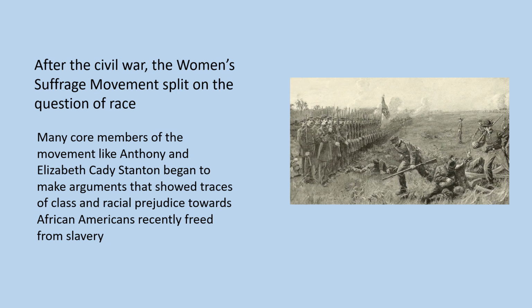It's at this time that Anthony and Stanton begin to make arguments that showed certain traces of class and racial prejudice towards African Americans recently freed from slavery. The general tenor of these arguments was, we're educated white women, surely we should have the vote before these ex-slaves who are not educated like us. A lot of those kinds of arguments were made, and this feeling that their issues had been shunted to one side caused the split on the question of race.